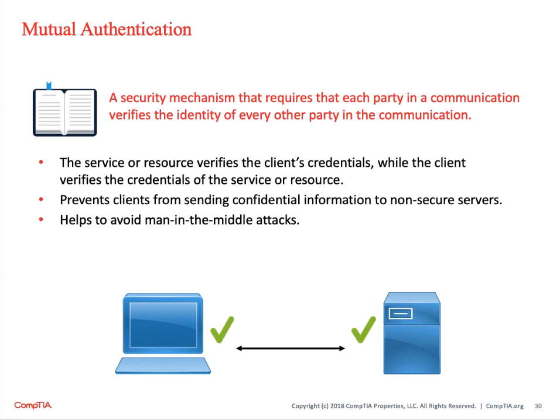All right. Mutual authentication. This is a security mechanism that requires that each party in a communication verifies the identity of every other party in the communication, right? So we can have a service or a resource that's going to verify the client's credentials, and then the client is going to verify the resource's credentials. So mutual authentication in this case is going to prevent a client from submitting confidential information to a non-secure server, and it's going to help us avoid any man-in-the-middle attacks, meaning making sure nobody's sitting in the middle listening to our conversation.